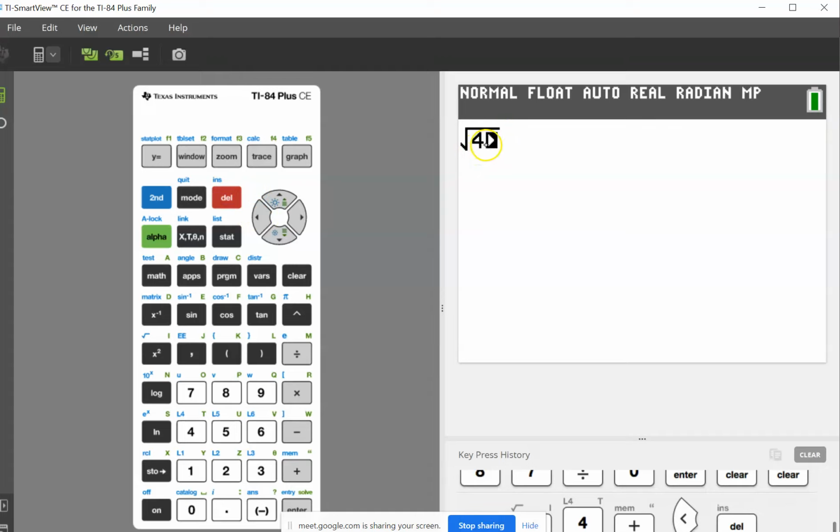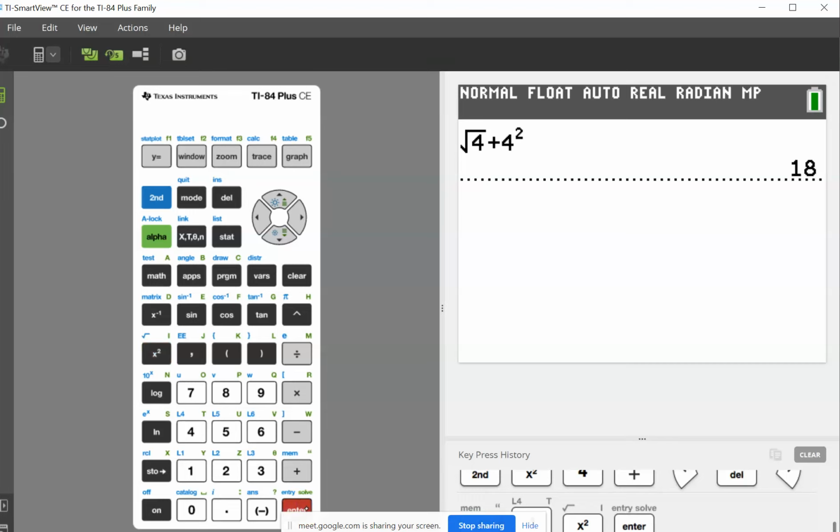To make the cursor come out from under, do you see the little blinking arrow? Press the right arrow key. Now it's out from under the radical and there's no line above. Now I can do plus 4 and that's going to be squared. So type in only the numerator, press enter, and that gives me my 18.